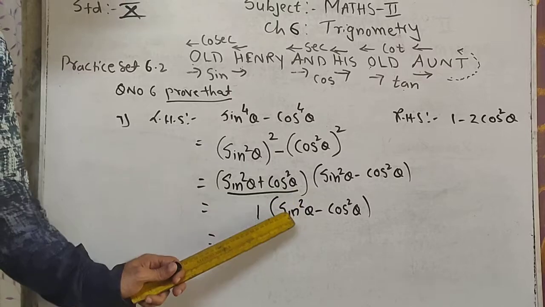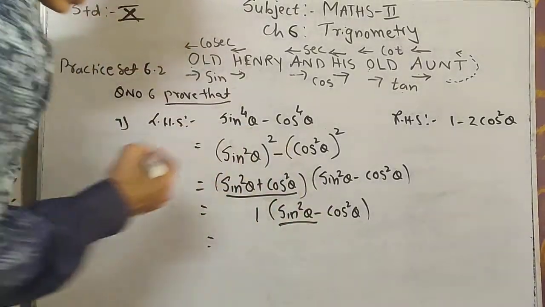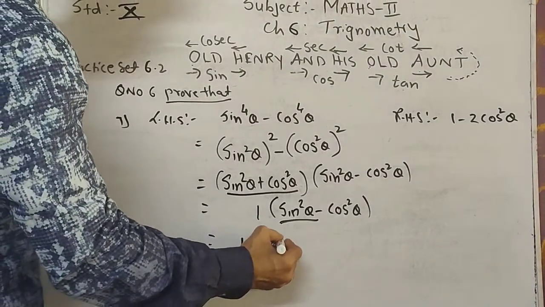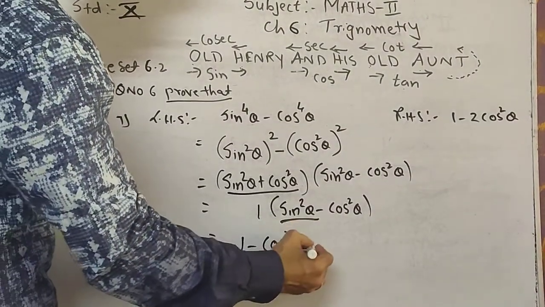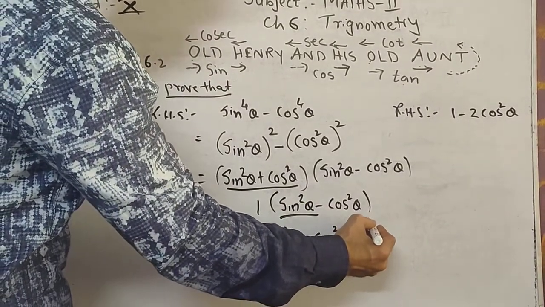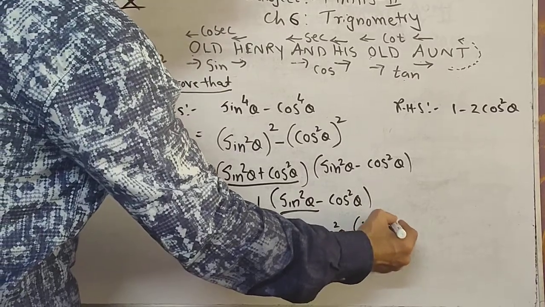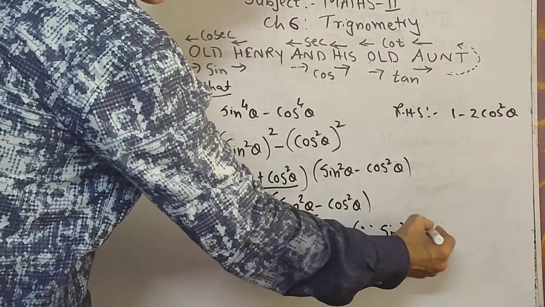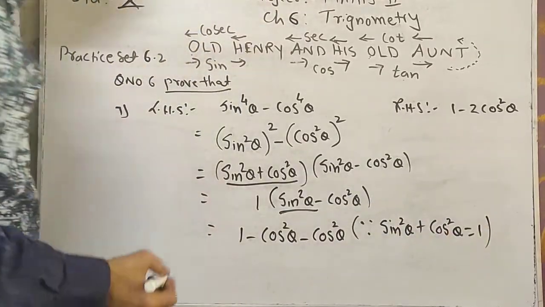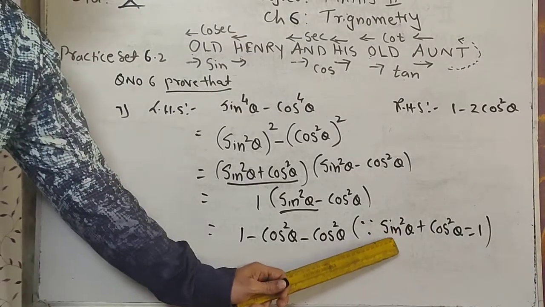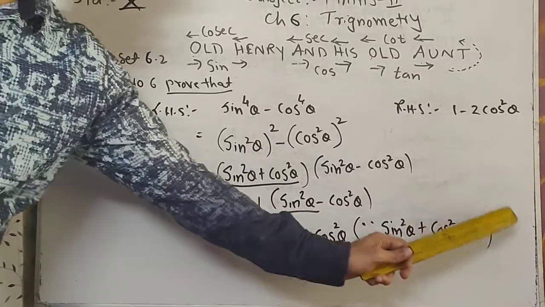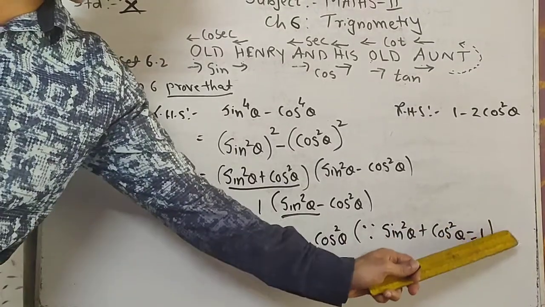Now here, in the place of sine square theta, we can write 1 minus cos square theta, minus cos square theta. Why can we write this? Because you know the identity. Your identity is sine square theta plus cos square theta equal to 1. Because of this, you can write sine square theta as 1 minus cos square theta. This cos square theta will go to that side, it will become minus.